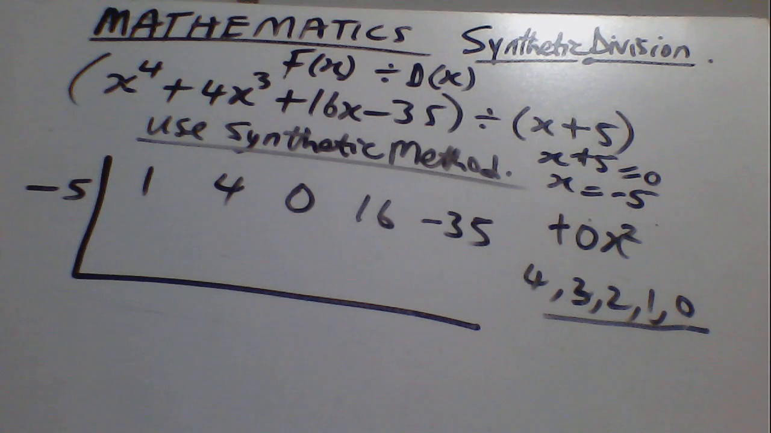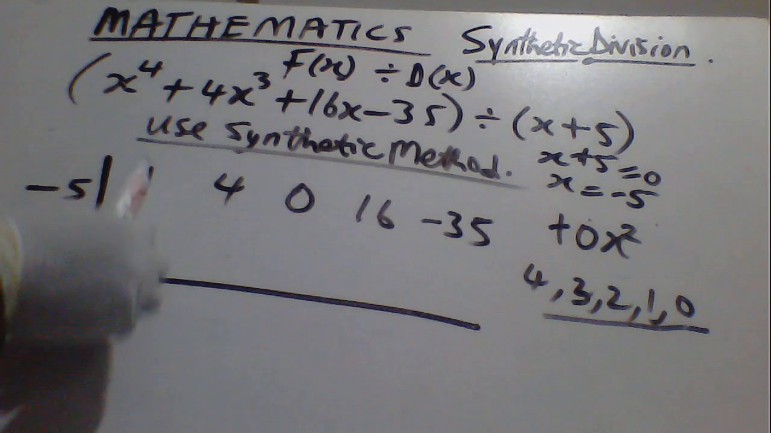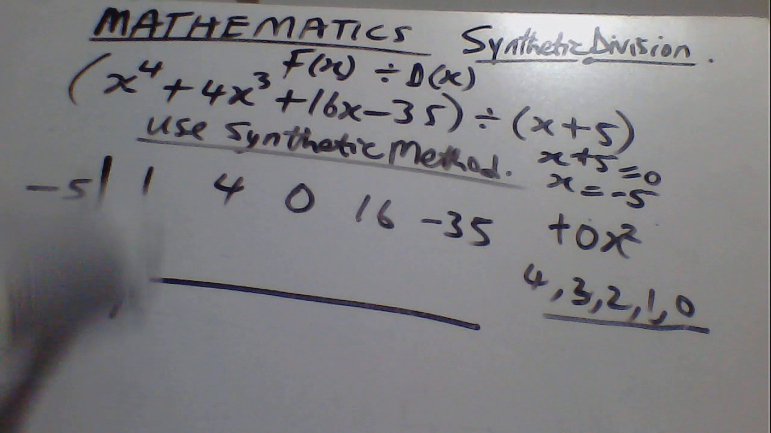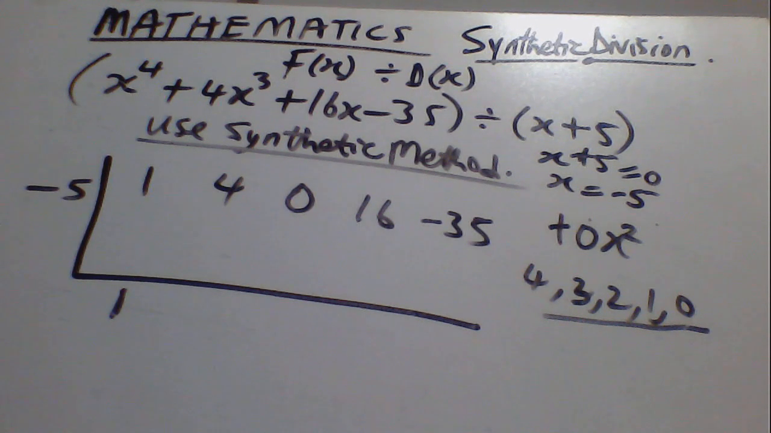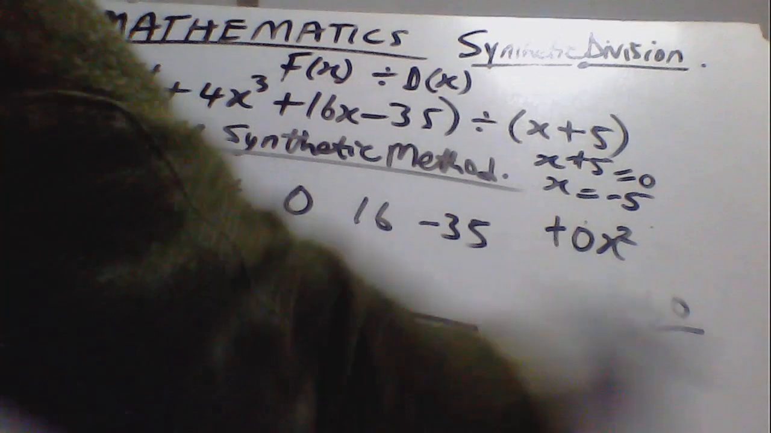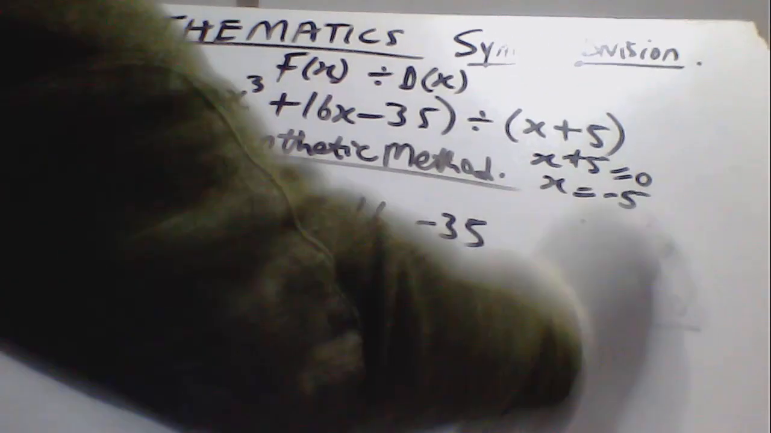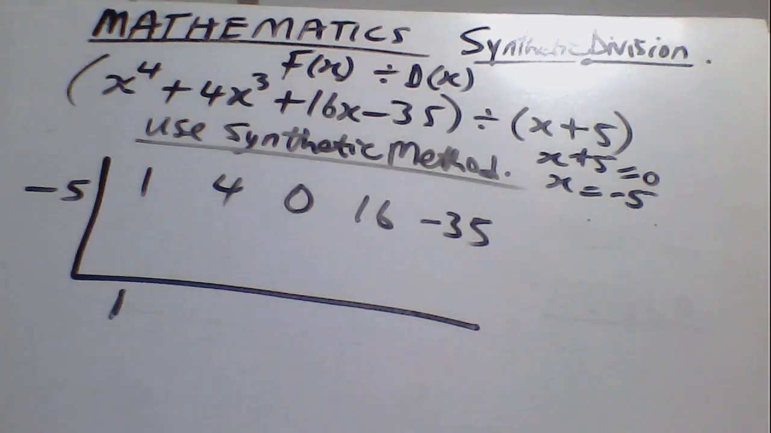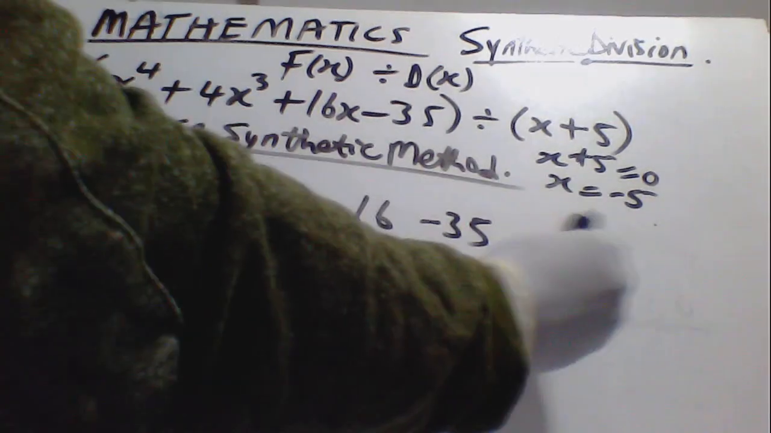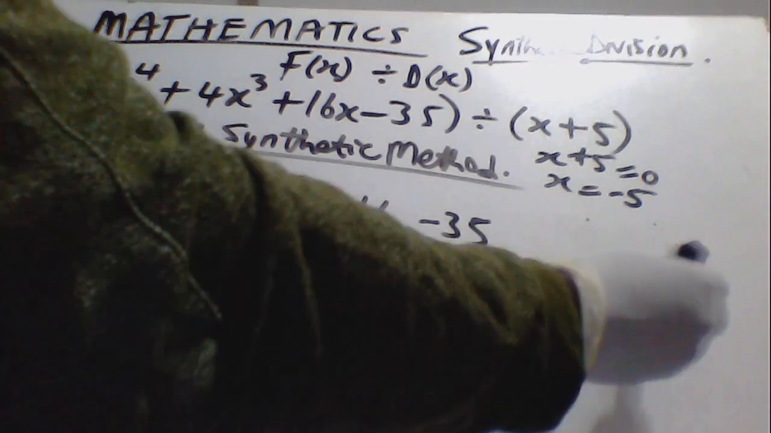Once we have done that, the next step is to bring the leading coefficient down. The leading coefficient here is 1. You bring it down, and once you bring it down, the next thing you have to do is multiply it by the k value. In this case, 1 times minus 5 will give us minus 5.